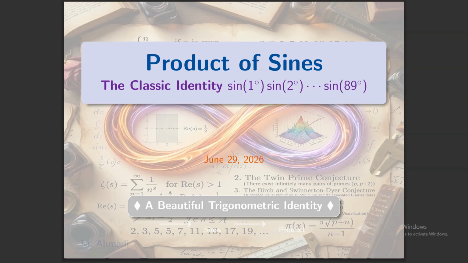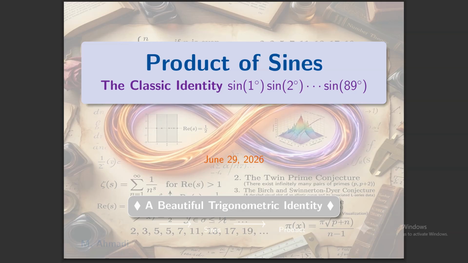In this session, we are going to explore one of the most beautiful and classical identities in trigonometry, the product of sine from 1 degree to 89 degrees. This is a problem that looks intimidating at first, but as you will see, it unravels in an elegant and satisfying way. So let's get started.